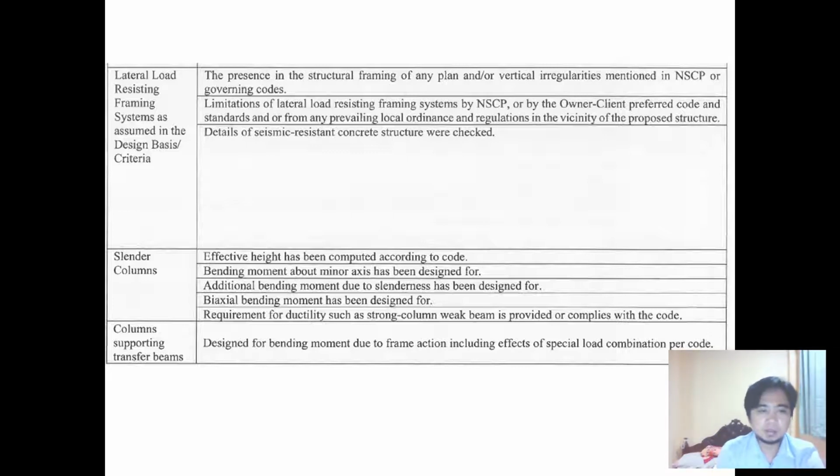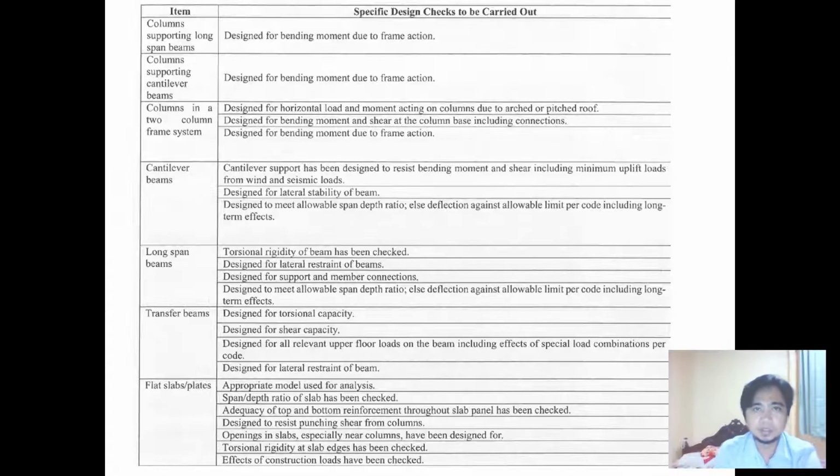Okay, so columns supporting transfer beams. So it must be designed for bending moment due to frame action, including effects of spatial load combination per code. Okay, so we have also columns supporting long span beams. So we should have to control the deformation if we have long spans. Okay. Columns supporting cantilever beams, designed for bending moment due to frame action. So cantilever beams refer to overhang beams.